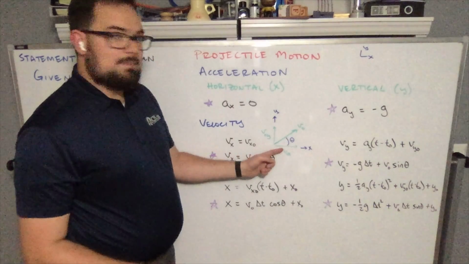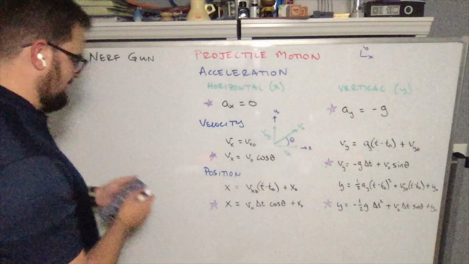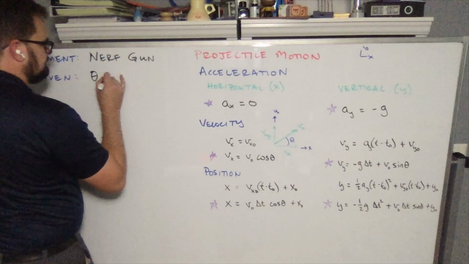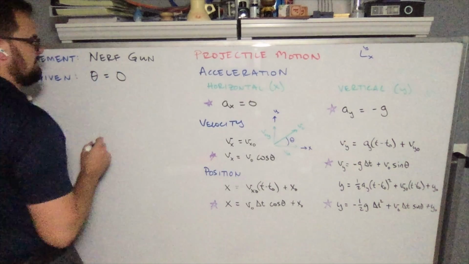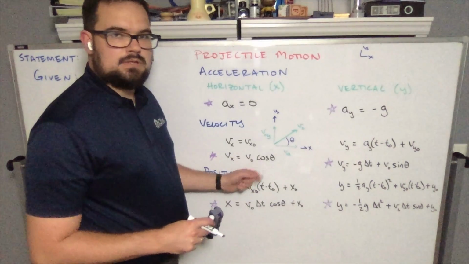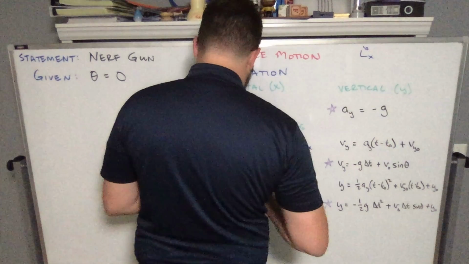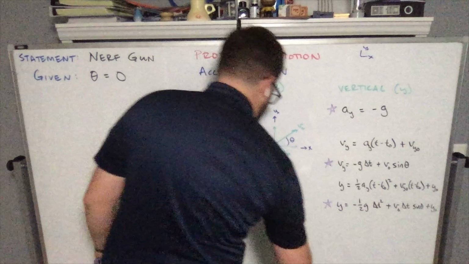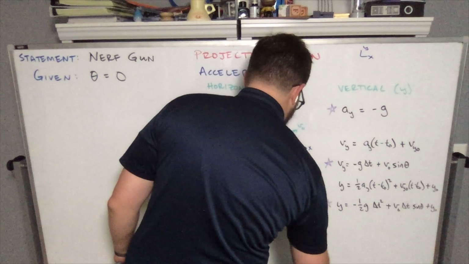Now, one of the things that we measured was this initial angle. And when we're outside, we said, let's just fire it horizontal. And that's going to simplify some things, right? So if theta is equal to 0, what's cosine theta equal to? Well, cosine of 0 is equal to 1. So that's going to simplify these equations a fair amount.